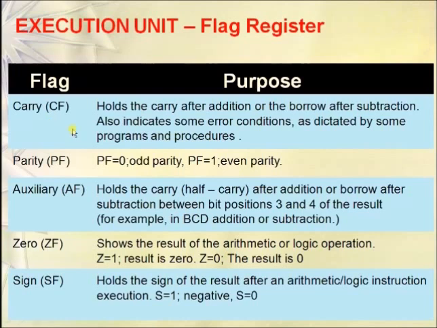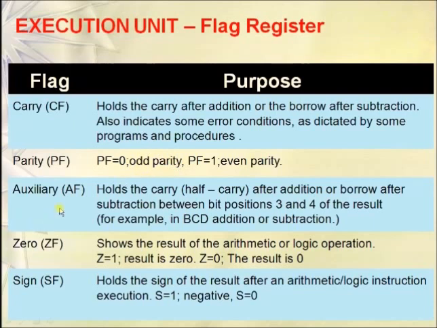Coming to the parity flag, it will be set to 1 whenever the result contains an even number of ones. After some computation done by the ALU, the result would be stored inside one particular register, that register is AX. If there are an even number of ones in that result, then this PF will become 1, indicating that there are an even number of ones inside the result, and it would become 0 when there are an odd number of ones.